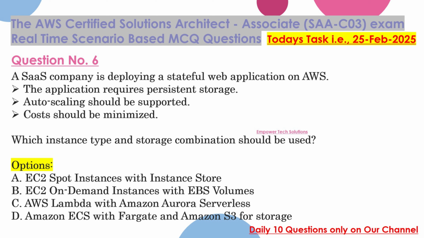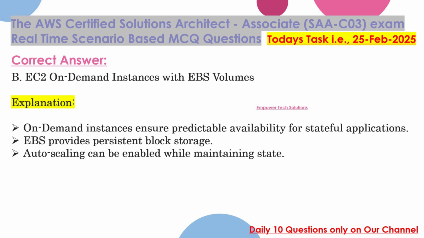B. EC2 on-demand instances with EBS volumes. C. AWS Lambda with Amazon Aurora serverless. D. Amazon ECS with Fargate and Amazon S3 for storage. Correct answer: B. EC2 on-demand instances with EBS volumes.